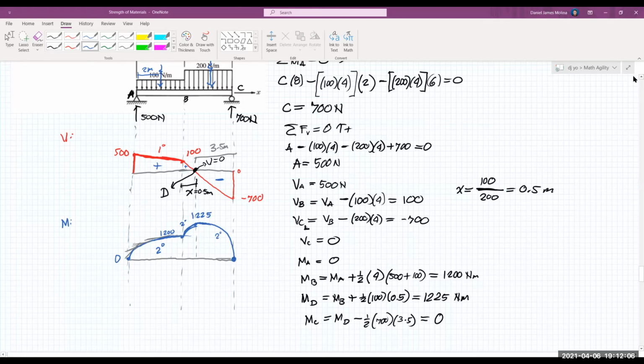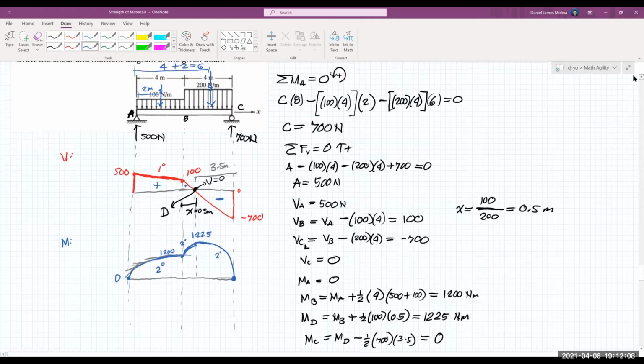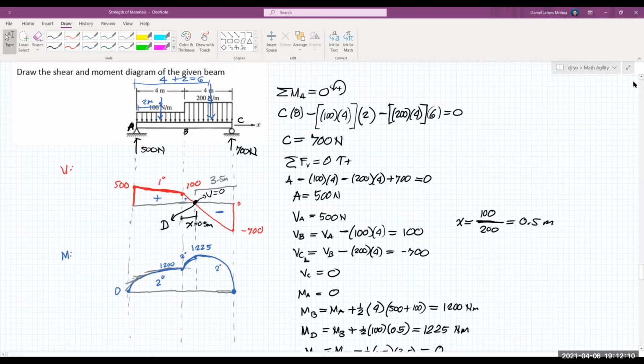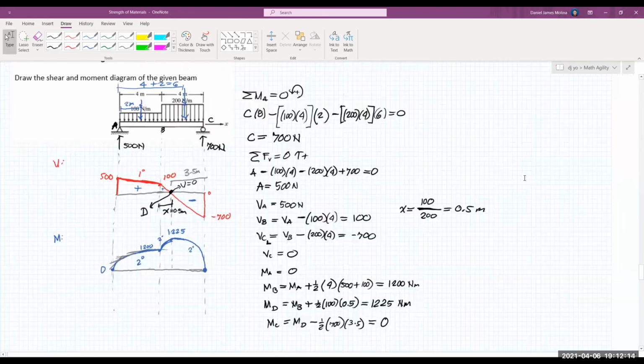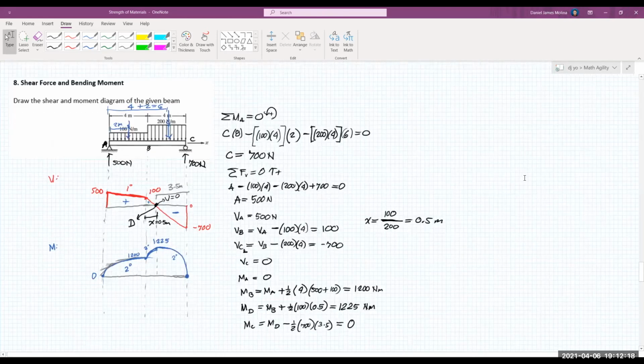So we are done with the problem. Yes, we are actually done with the problem. We have already drawn the shear and moment diagram of the given beam. Okay, all right. So we're down to the last two problems. Let me share my screen with you again.